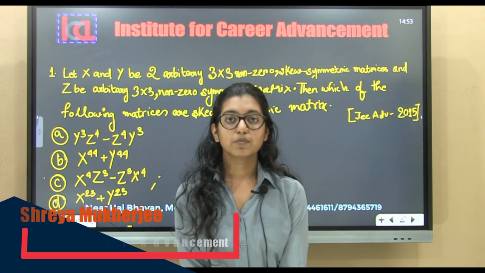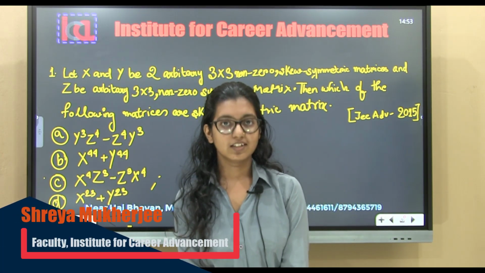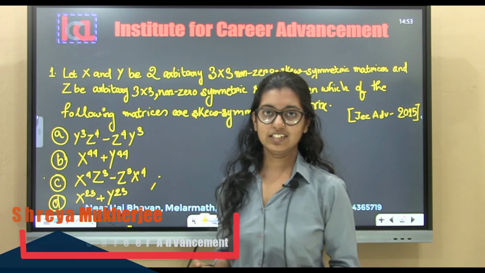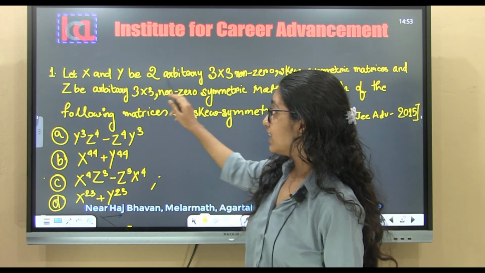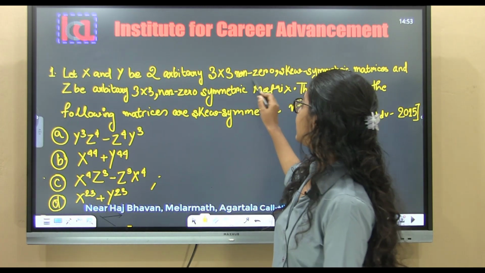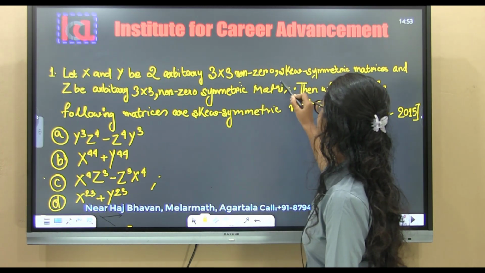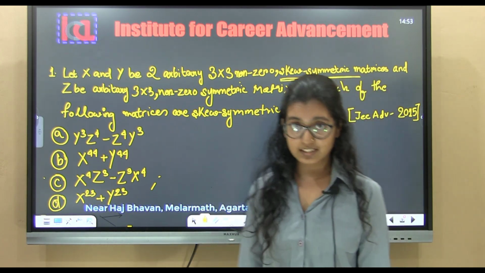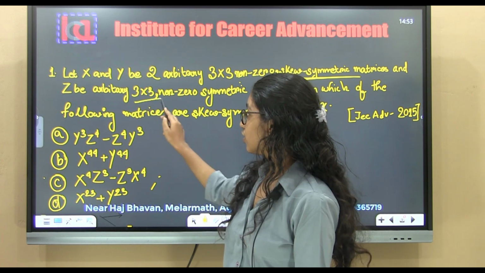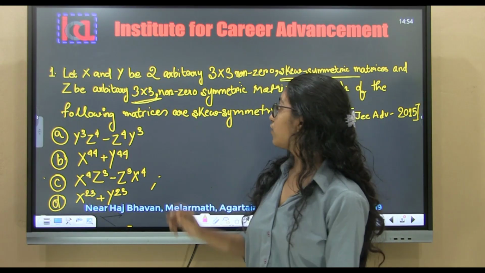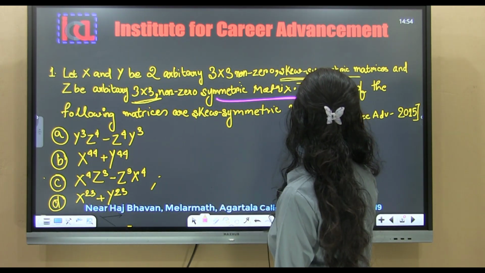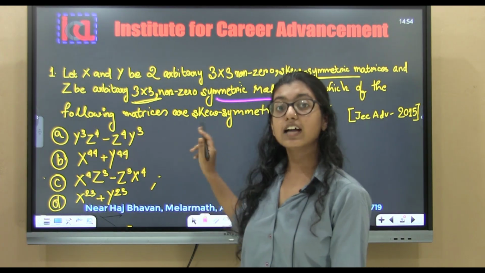So today we will solve some of the PYQ questions of JEE Mains to have a better knowledge about the topic. Okay. So first question here is, let X and Y be two arbitrary 3x3 matrices, and most importantly these are non-zero skew symmetric matrices. Next is Z. Z is another matrix which is of order 3x3 and it is a symmetric matrix. Okay. So then which of the following matrices are skew symmetric?